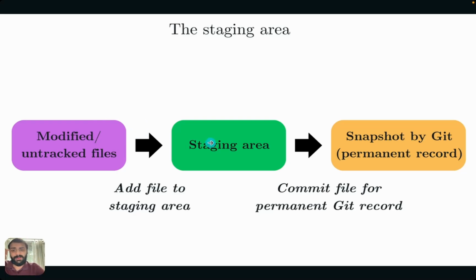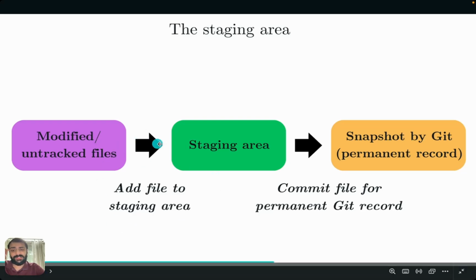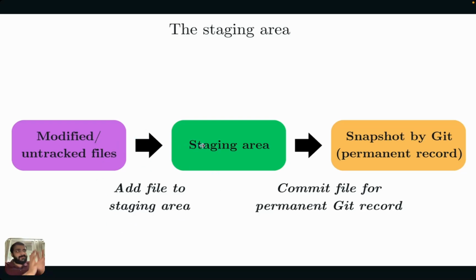The first step which we have to do is add these files to a staging area, which means that the files have now been added. They have not yet been recognized by Git. Git is still not tracking them permanently, but they have been added to a staging area. You can think of it as a rehearsal stage.